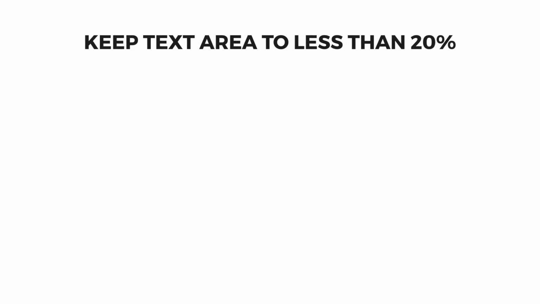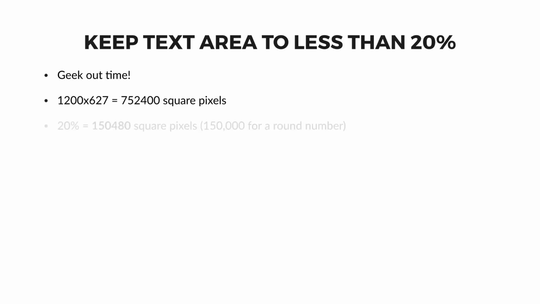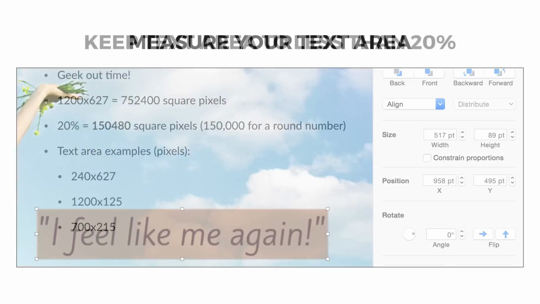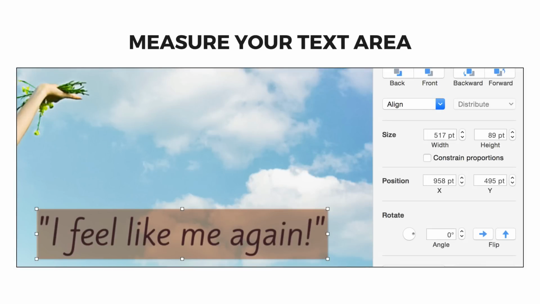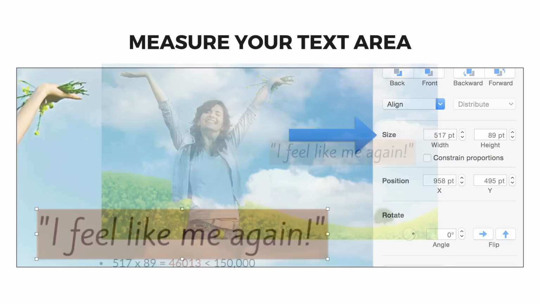It may be helpful here to geek out on these numbers a bit, since it's pretty likely your text area will not fit neatly into one of these horizontal or vertical bands. The 1200 by 627 pixel area results in about 750,000 square pixels. 20% of that is about 150,000 square pixels. So, measure the area of the text you have on your image by overlaying a rectangle in your image editing software. Multiply the width and height and make sure it's less than 150,000. In my example, the text is 517 by 89, which is about 46,000 pixels, way below the limitation. I can leave this as it is, or I can enlarge my text if I want to.